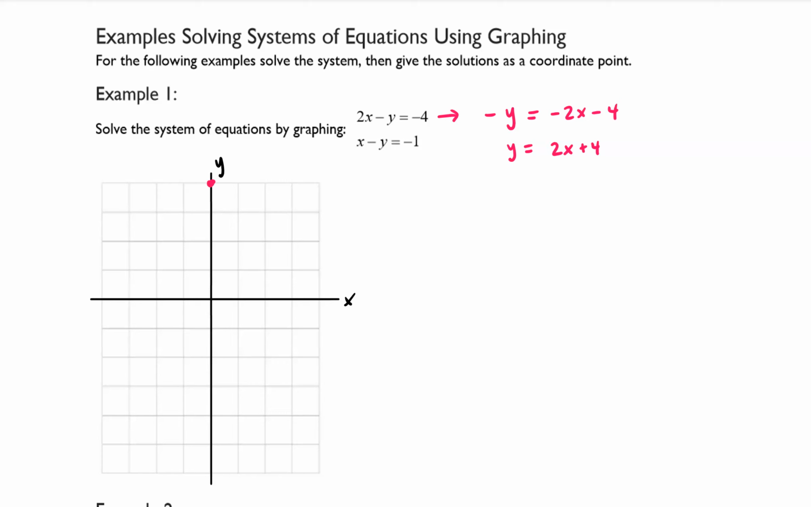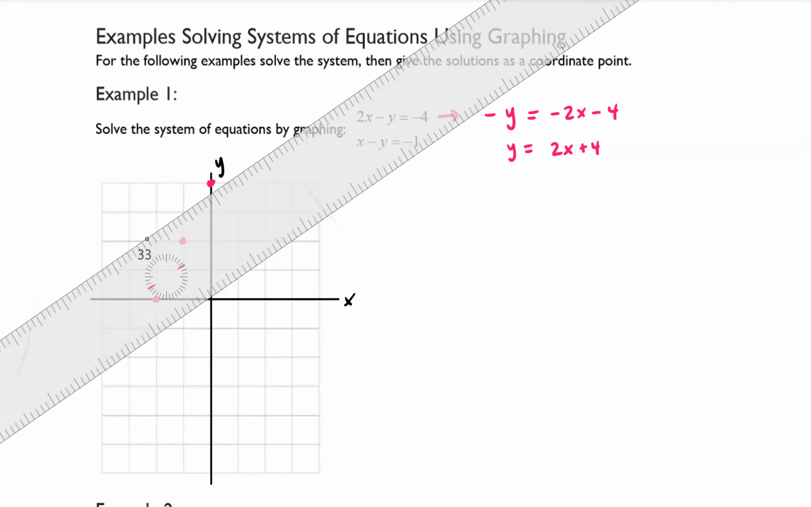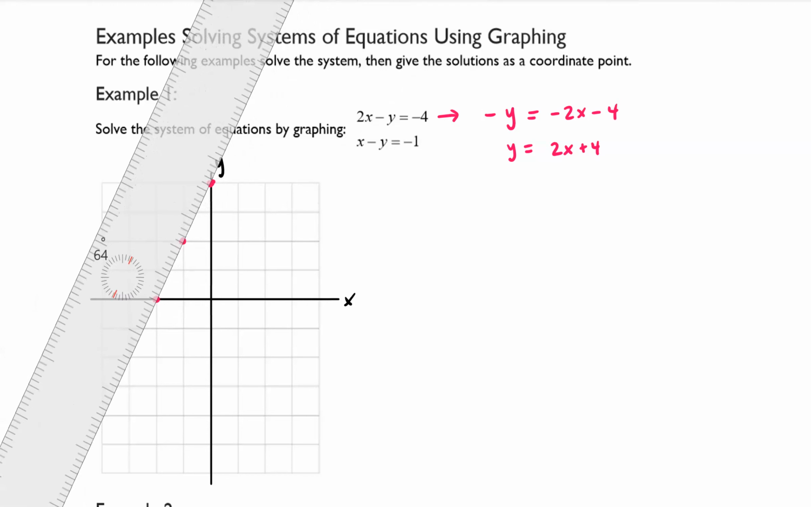Now, normally I would use my slope of 2 or 2 over 1 to go up to the right 1 unit, but notice that I'm running out of space, so I'm going to go in the opposite direction, and that should be okay. I could go down to the left 1 unit, down to the left 1 unit, and then I'm going to go ahead and connect those.